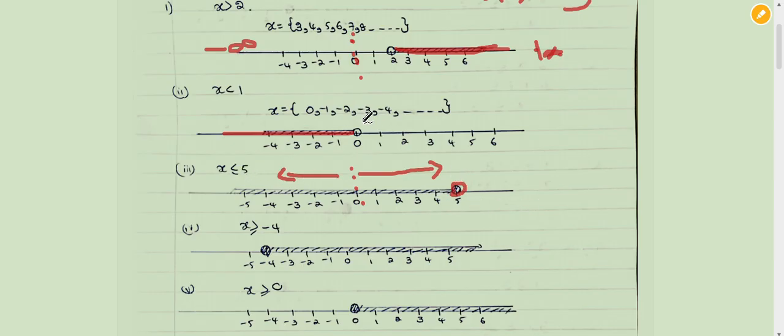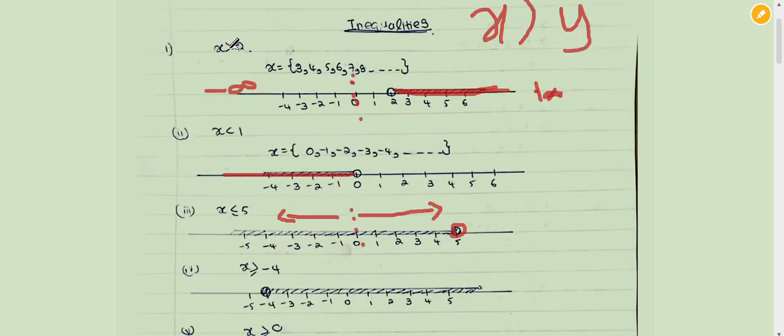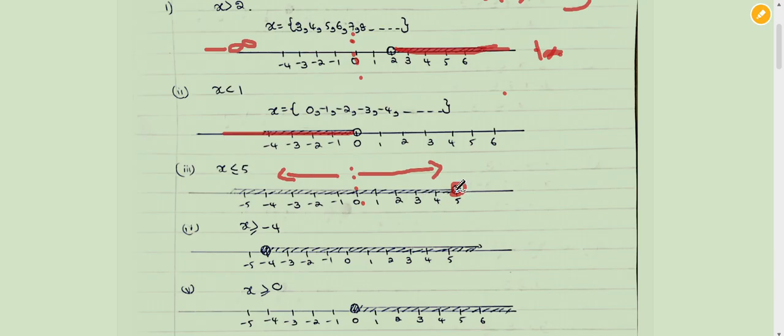So look at the above two problems. There is no equal sign, right? So we just draw a circle on the 1 and 2, but here we should shade this circle. Why? Because x is less than or equal. So you should shade this circle. And after that, this is also like a normal problem. You should shade this line. Okay, so this represents x is less than or equal to 5.